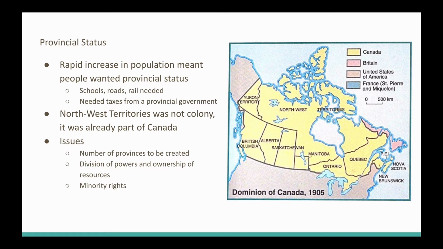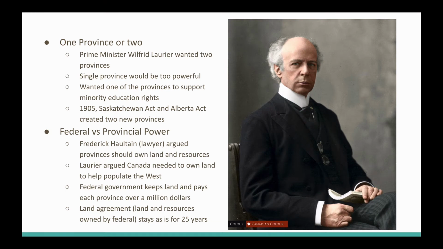And one of the people in those conversations is going to be this gentleman right here, Prime Minister Wilfrid Laurier. He wanted 2 provinces. He thought a single province would be way too powerful and would have too much say over what the federal government is doing. So it's better to split into 2 provinces. He definitely wanted one province to support minority education rights, and the other didn't matter to him too much. Those are going to be francophone rights.